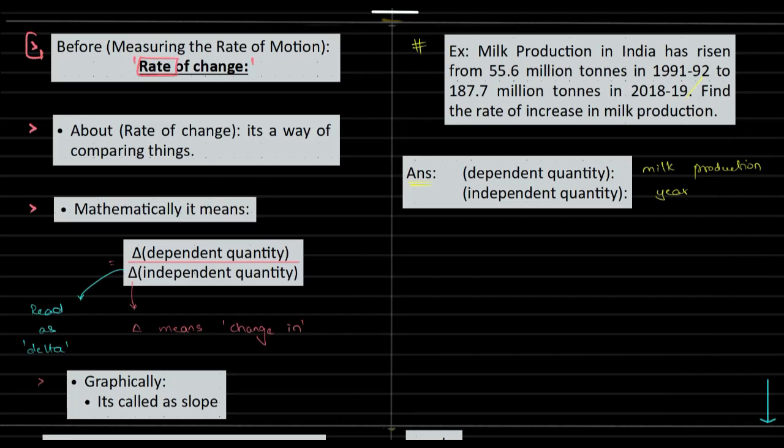Now, let's find the rate of change. For that, we need to begin with finding change in dependent variable. What do you think it is? Is it addition, subtraction, multiplication, or division? It is subtraction. 187.7 minus 55.6. And the difference is 132.1 million tons.